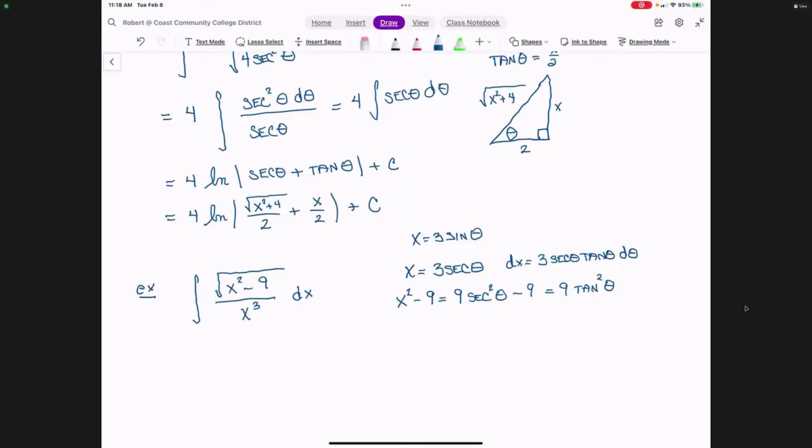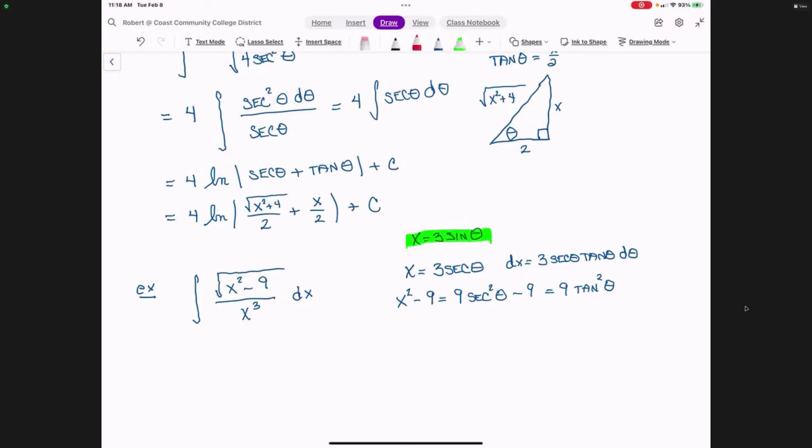Professor, can I ask a question? I understand when you're manipulating and solving, but what I'm not getting is why you're deciding x equals 3 sine theta, or 3 secant theta. Based on what are you deciding it to be? What's the thought process here?